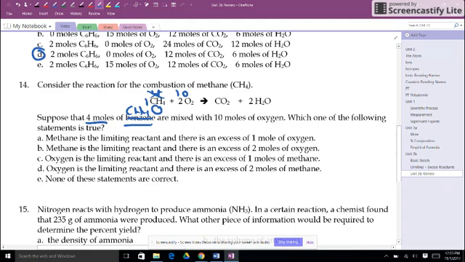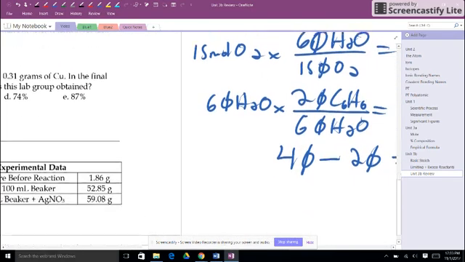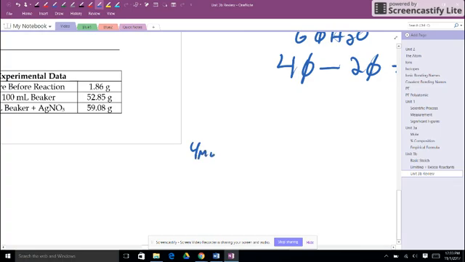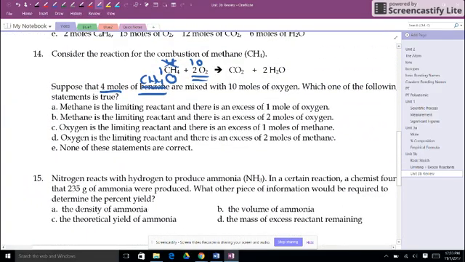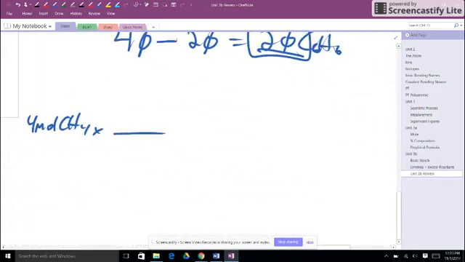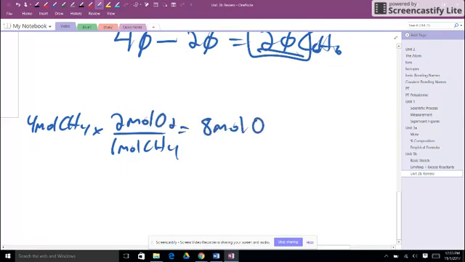Now this question didn't ask anything about the products, so I'm just going to try and figure out how much oxygen I needed to use for that 4 moles of CH4. So I'm going to say 4 moles of CH4. Now the balanced equation suggests that for every 1 mole of CH4, I need 2 moles of oxygen. This means that 8 moles of oxygen are used by that equation, or that reaction.